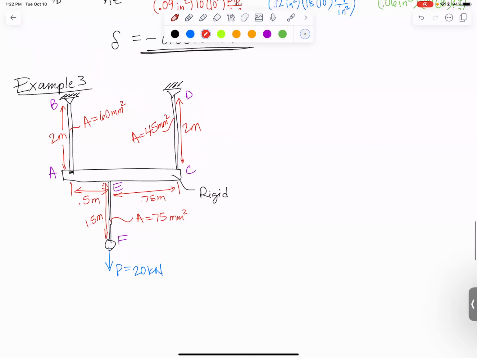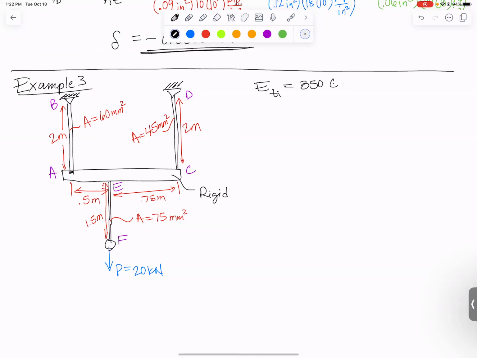Okay, the last bit of information is that we are told all three of those wires are made of titanium with a modulus of elasticity of 350 gigapascals. And we are supposed to find the displacement of F. How far down is point F going to move?